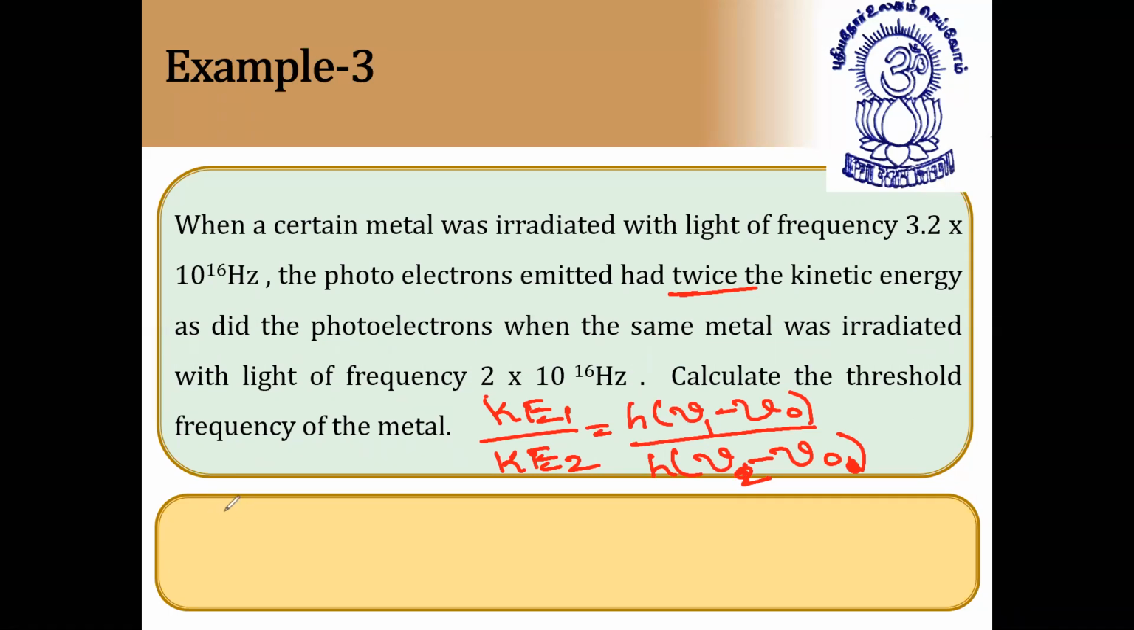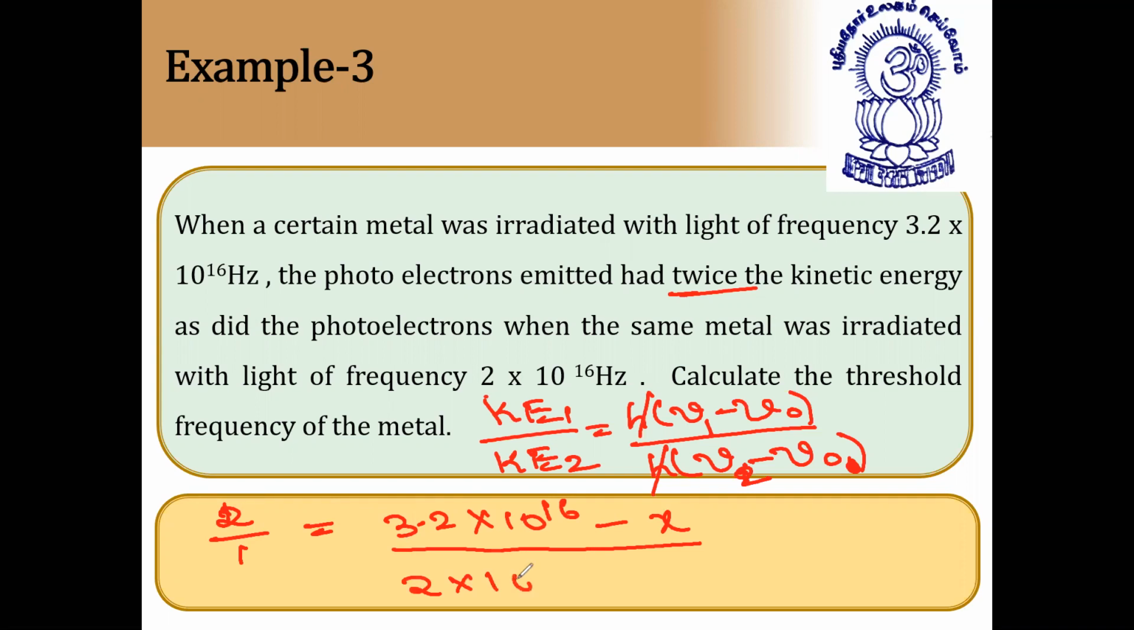We can write KE1 by KE2. KE1 is 2 by 1. So 2 by 1 is equal to, because in the first case nu 1 is 3.2 × 10^16 hertz, minus x, divided by nu 2, which is 2 × 10^16 hertz, minus x again, because in the second case also it is the threshold frequency of the same metal. That is most important. By solving, 2 by 1 is equal to (3.2 × 10^16 minus x) by (2 × 10^16 minus x). By solving, you'll get the x value. I hope it is clear.